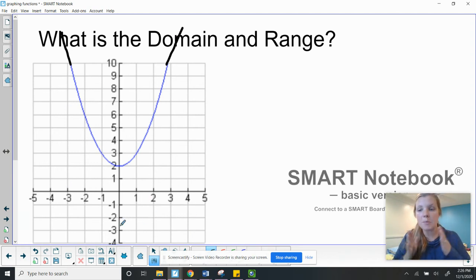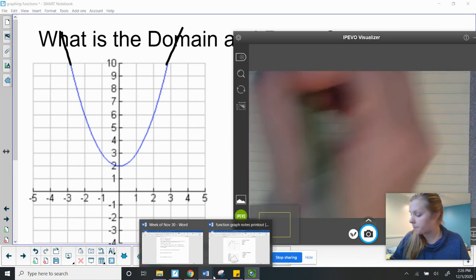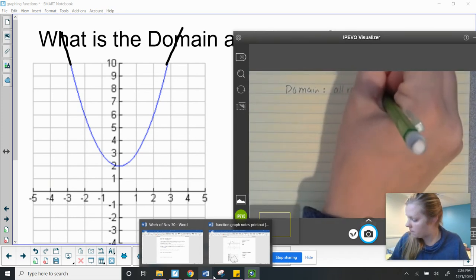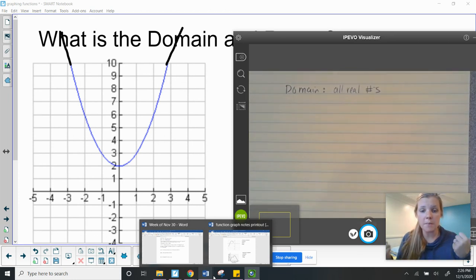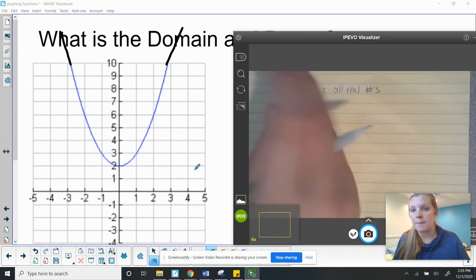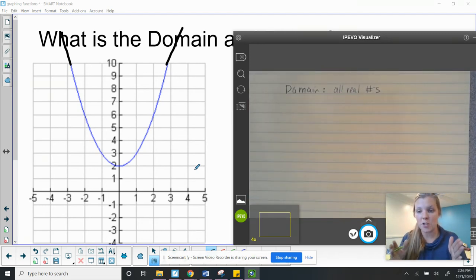So when a graph keeps going in both directions like that, it's going to keep getting wider and wider. We say that the domain is all real numbers, because it's going to keep getting wider and wider. The last one had a specific domain because there were endpoints. It stopped on the left and the right.